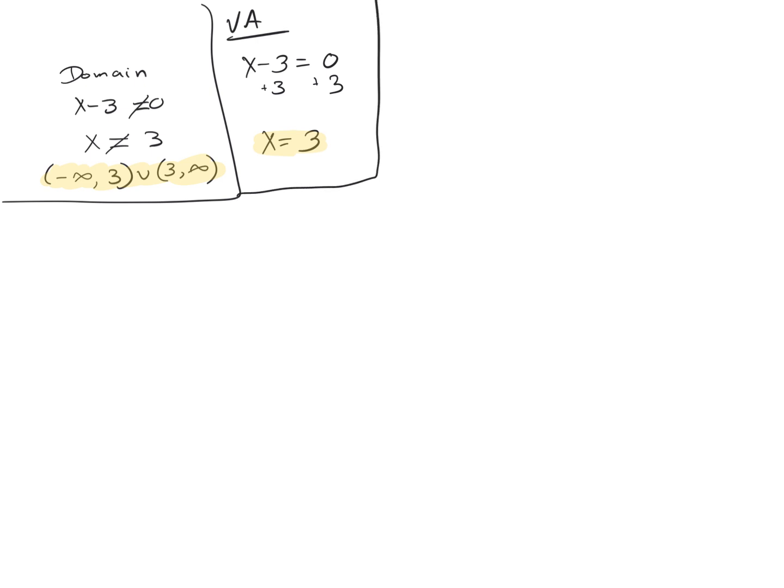Now, let's look for the horizontal asymptote. We have the biggest exponent on the numerator is x squared. The biggest exponent on the denominator is x. The rule is if you have a bigger exponent in the numerator than in the denominator, that means you have no horizontal asymptote. So here your answer would be none.